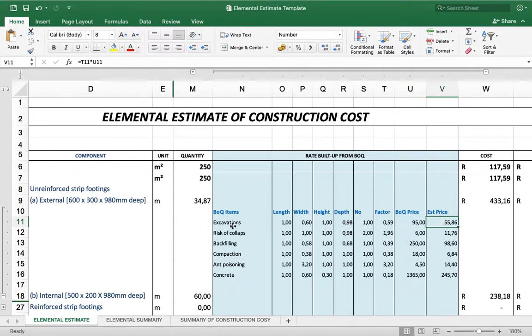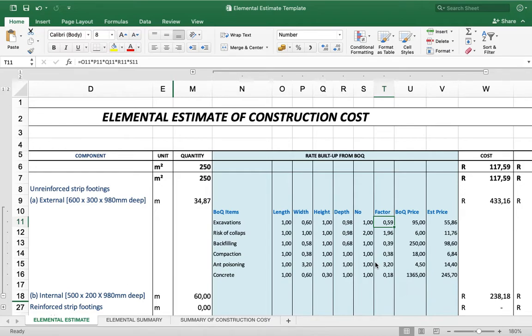So as an example, for my excavations, the size is 0.6 wide, so there's the 600 wide and the 980 millimeter deep, so that is 0.98, and that will give me a factor of 0.59. So easy to calculate the factor, similar to my quantities. It is just merely multiplying each one of the dimensions with each other. That will give me my factor.